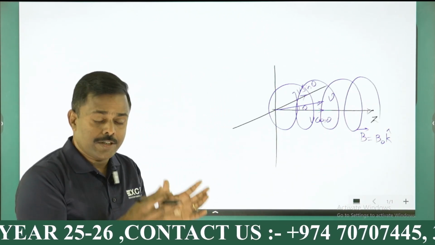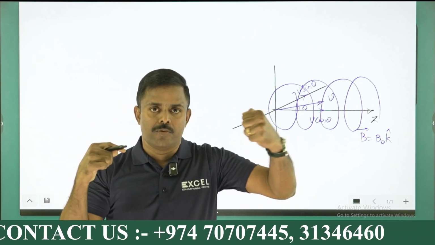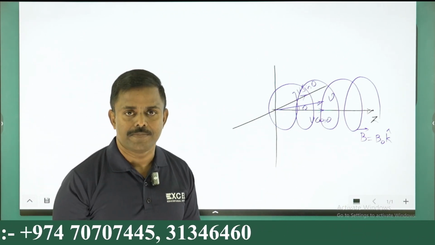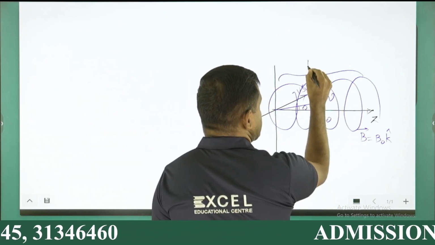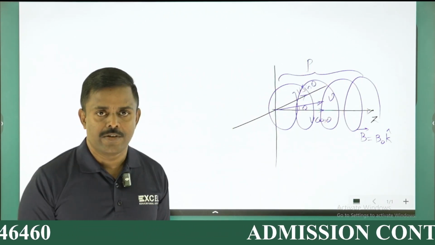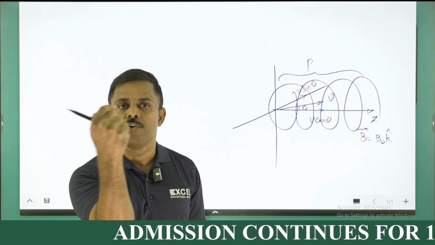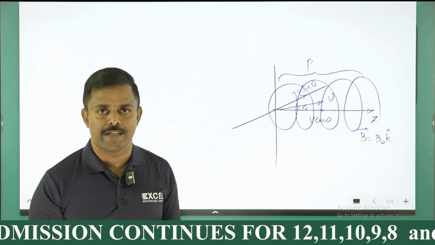So there are two motions. One is the circular motion, the second one is the linear motion. The combined effect is a helical path for the particle. And the horizontal distance traveled in one rotation: by the time the particle makes one rotation, how much horizontal distance is traveled? That distance is called the pitch of the helix.